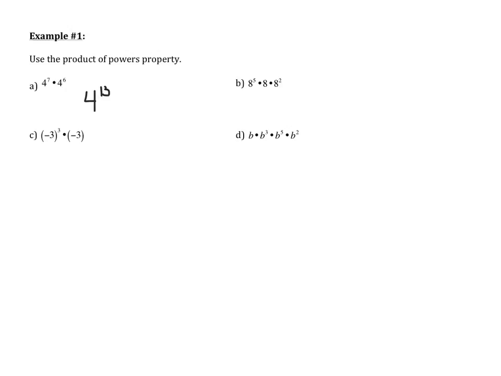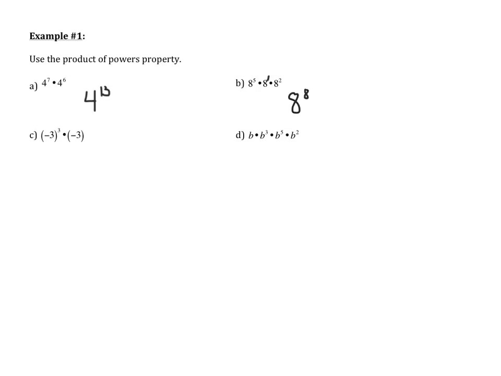For part B, I have 8 to the 5th times 8 times 8 to the 2nd, or 8 squared. Whenever there is not a power written, it's implied that it is 1. So since I have the same base, 8, 8, and 8, my base of my answer is going to be 8, then I'll just add up the powers. So 5 plus 1 is 6, plus 2 is 8. So my final answer would be 8 to the 8th.